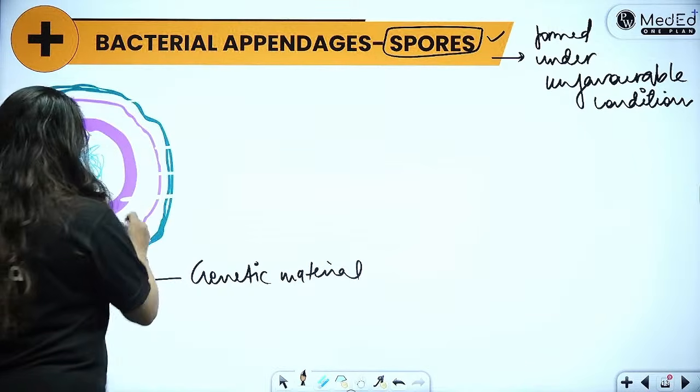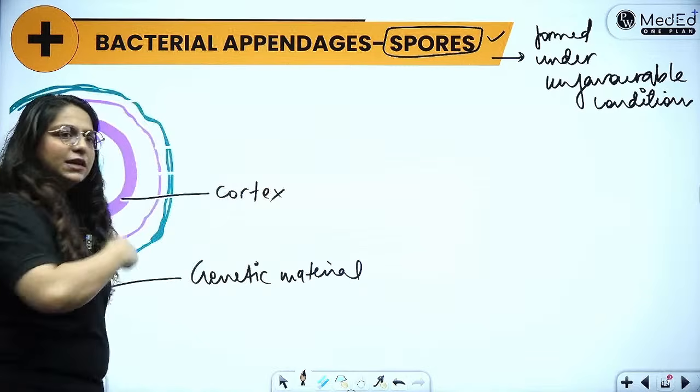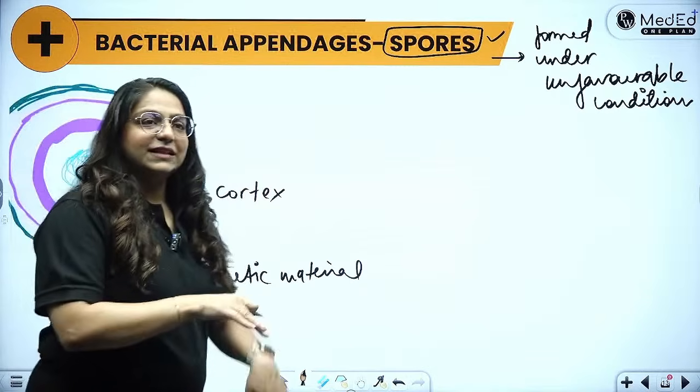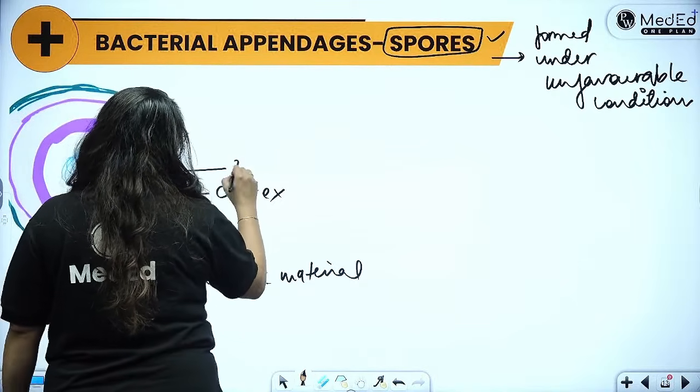After that is something which is called the cortex. What is a cortex? It's the innermost layer. Yes, so cortex is like the warmer that you wear. Then on top of that, there is the spore coat.